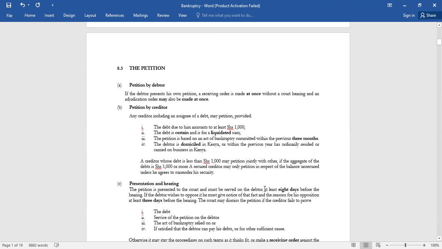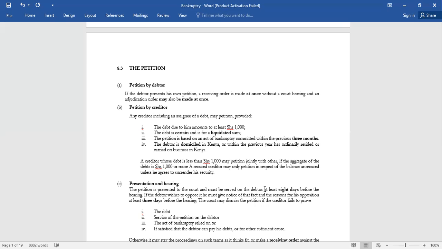Now, what should be contained in the petition, or how should you do a petition? One, we've said that if the debtor presents themselves, they are going to get a receiving order, which is made at once without a court hearing and adjudication. So this is made at once to give the court some time to go ahead and carry out an investigation. I hope we are together.